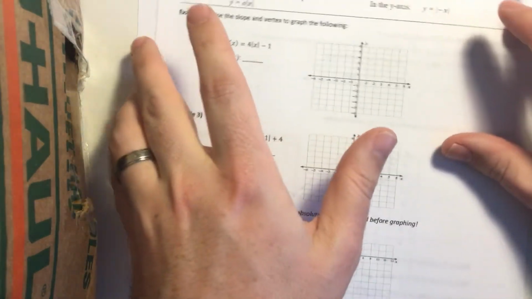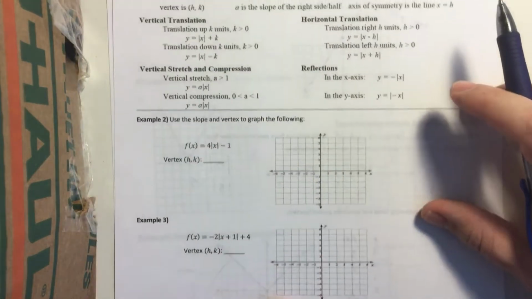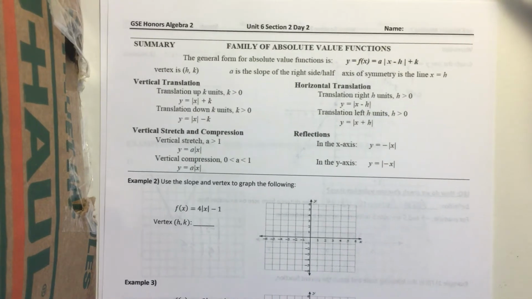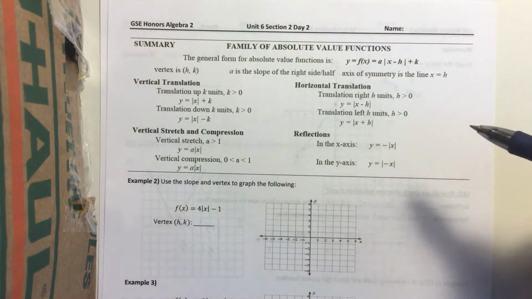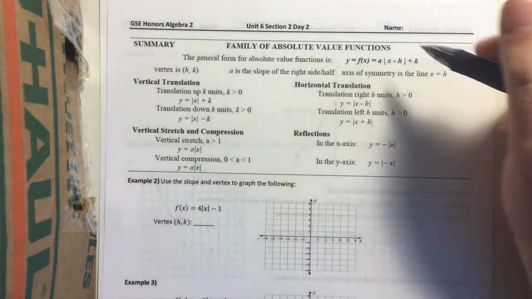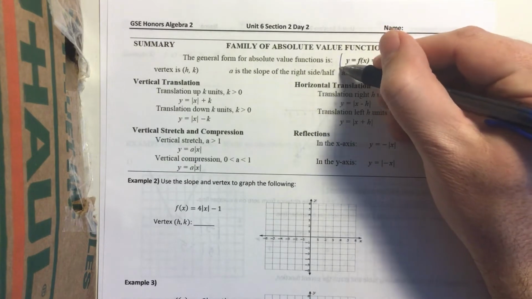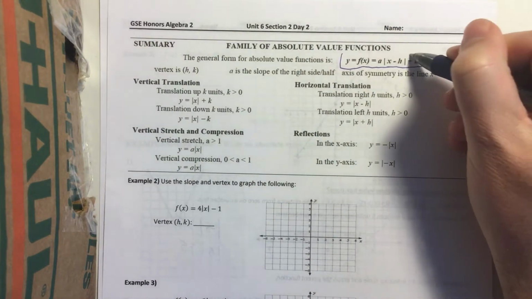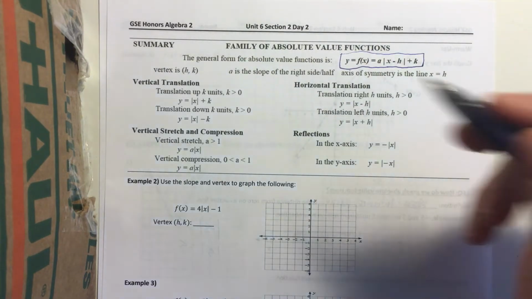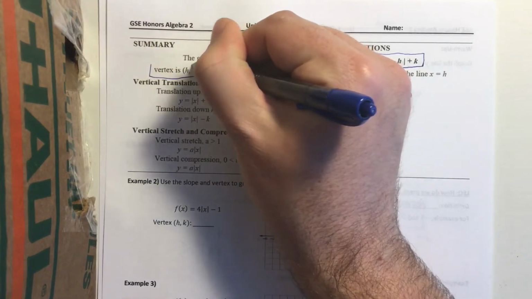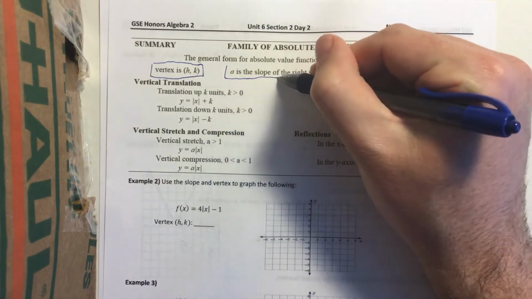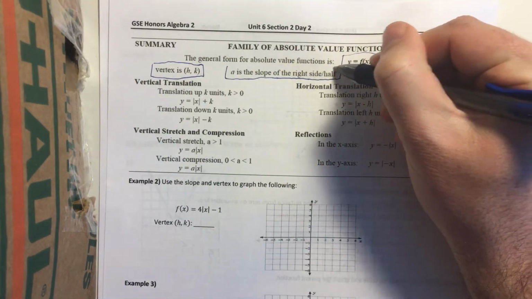The first thing on this next page is a summary, which has a lot of great stuff on it. We're just going to focus on a few things here. This is all excellent stuff, but here's what you need to focus on. The general form for an absolute value function is this guy right here. Put this in a box. And then this is important. The vertex is h comma k. And this right here is important. A is the slope of the right side of your graph.